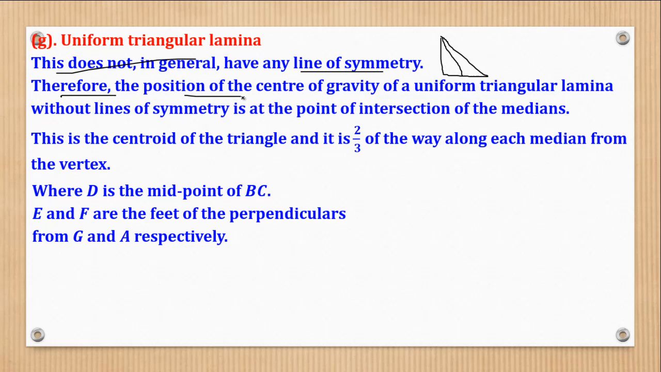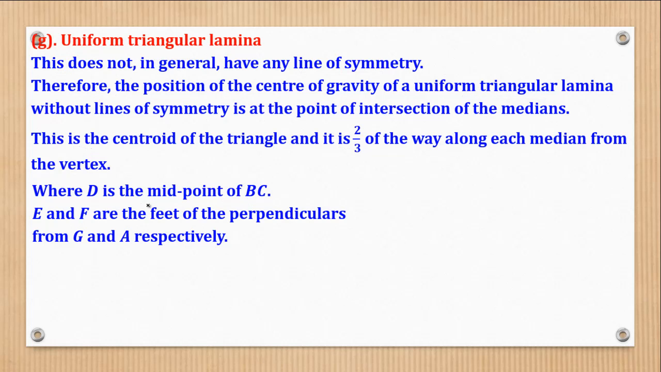Therefore, the position of the center of gravity of a uniform triangular lamina without lines of symmetry is the point of intersection of the medians. And that's how they draw medians. This is the centroid of the triangle, and it is 2/3 of the way along each median from the vertex, where D is the midpoint of BC.